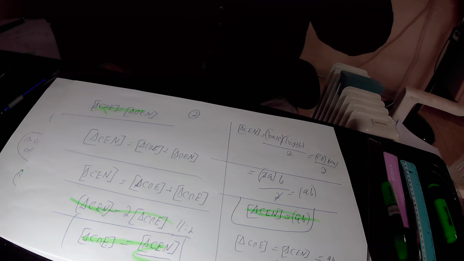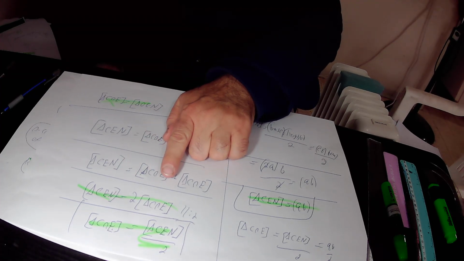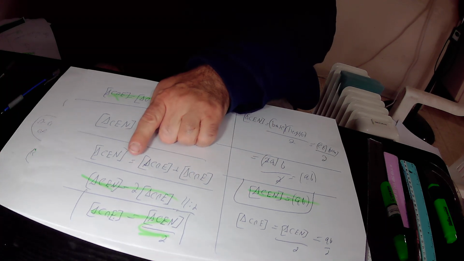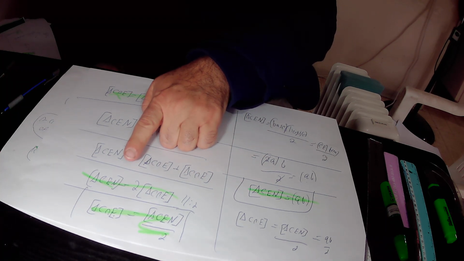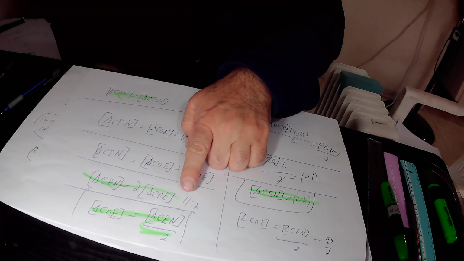So in total, the area of the big triangle CN is twice as large as the area of the grand triangle COE. We divided this equation by 2 and found out that the area of the grand triangle COE equals half of the area of the big triangle CN.